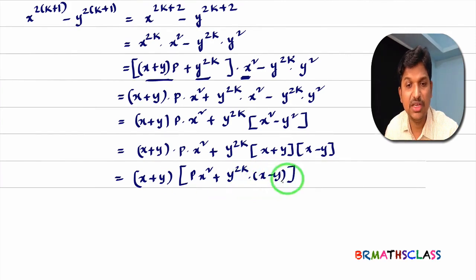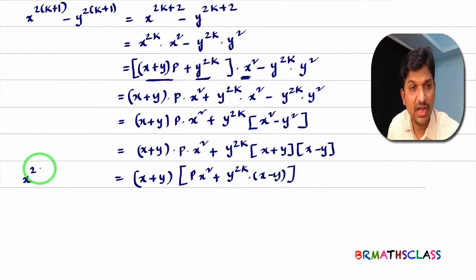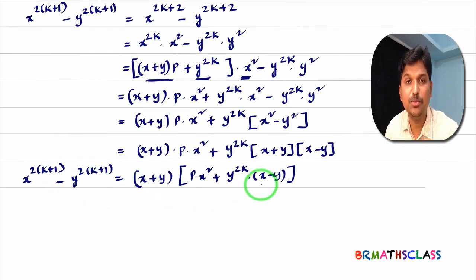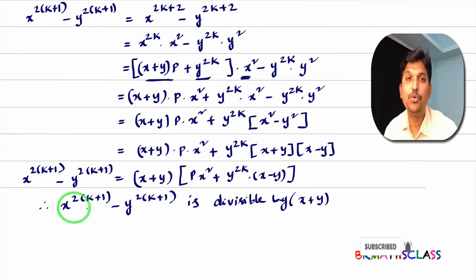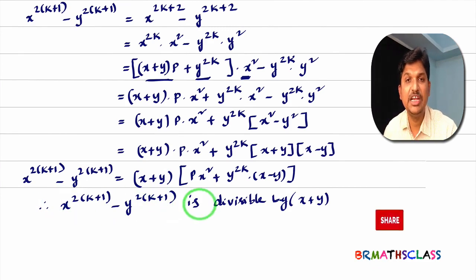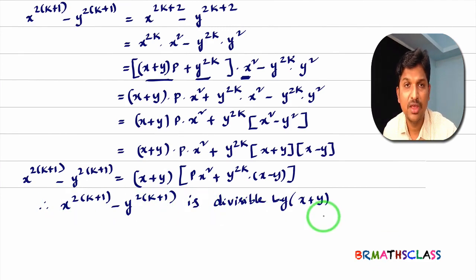You can observe here, what did we get? We got x power 2 into k plus 1 minus y power 2 into k plus 1. I got this expression as a multiple of x plus y. If this is a multiple of x plus y, we can say that this is divisible by x plus y. So we proved that this expression is divisible by x plus y. You know what is P of k plus 1. This is P of k plus 1.